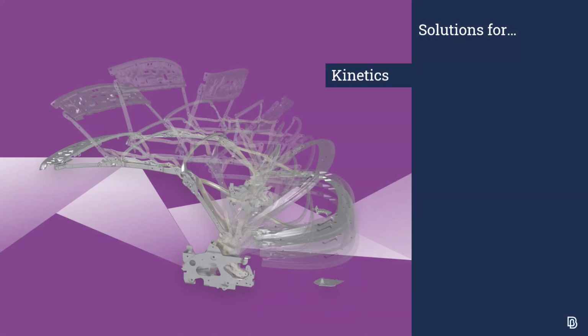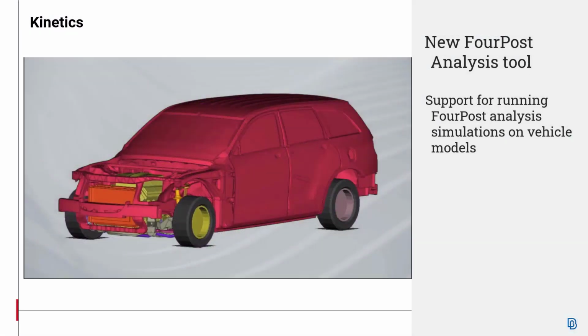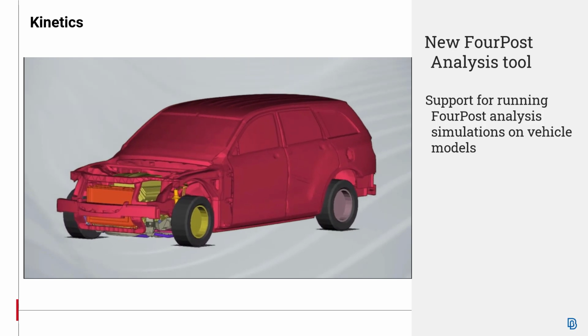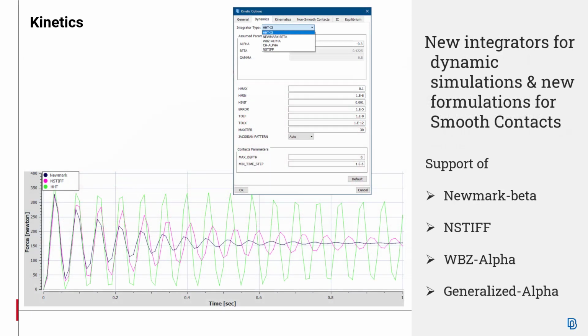In regard to the kinetics area, a new plugin is available for running four-post analysis when working on vehicle models that include tires. The plugin places test rig plates under the tires and allows you to specify a pattern of how the plates will oscillate, as well as the amplitude and excitation frequency.